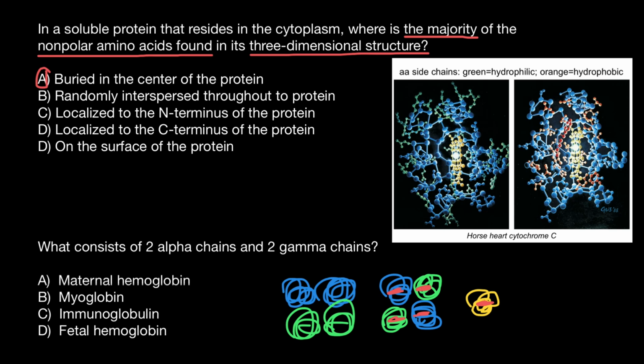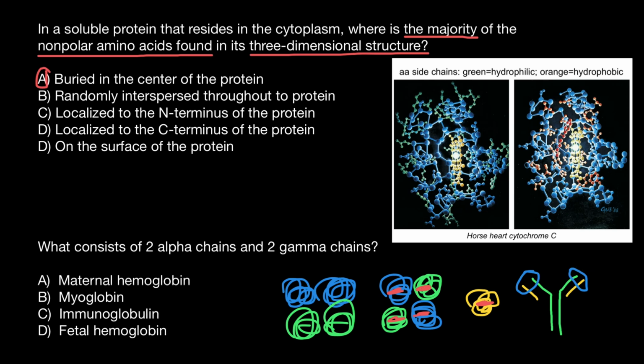And next variant, immunoglobulin, also we can find in our blood system, which consists of two chains. One is a heavy chain and another one is a light chain. And here we also have a variable region, and the rest is going to be a constant region. So also no alpha, no gamma chains here.